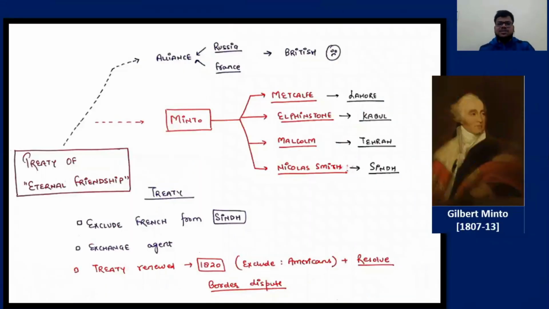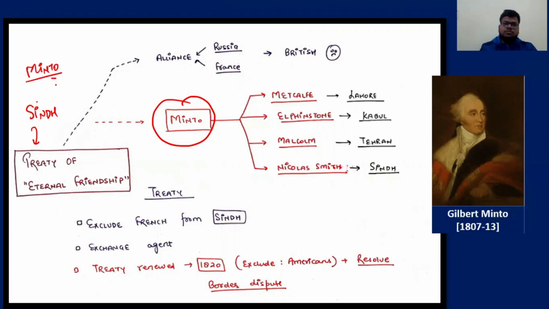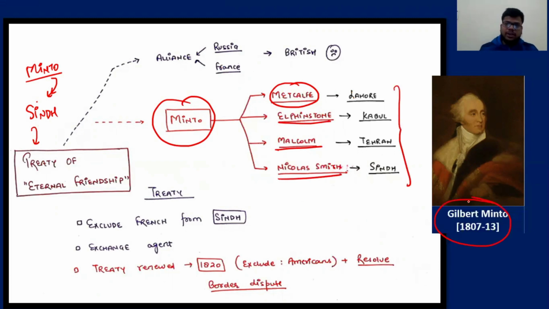Now, we have discussed the Treaty of Eternal Friendship. Lord Minto sent this Treaty of Eternal Friendship with the Amir of Sindh, signed by Minto. Then he sent four people to different places: Metcalfe to Lahore, Elphinstone to Kabul, Malcolm to Tehran, and Nicholas Smith to Sindh. So this was the time of Minto in India.